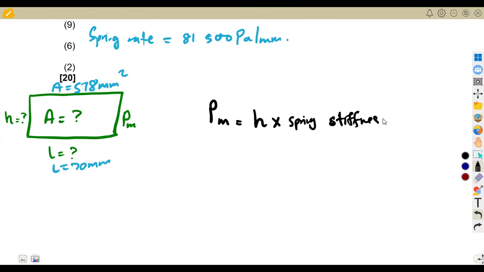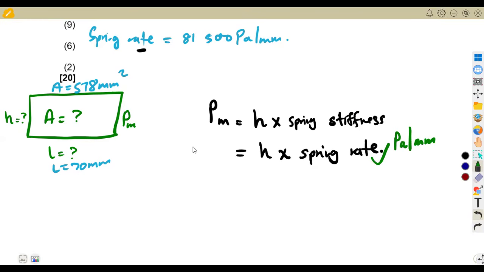This is the formula that you need to know. The spring stiffness, so what are we talking about here? This is simply the height times the spring rate. The spring stiffness is simply the spring rate. The spring rate here is given in Pascal per millimeter. We need the pressure in Pascal. And the rate here is given in Pascal per millimeter.